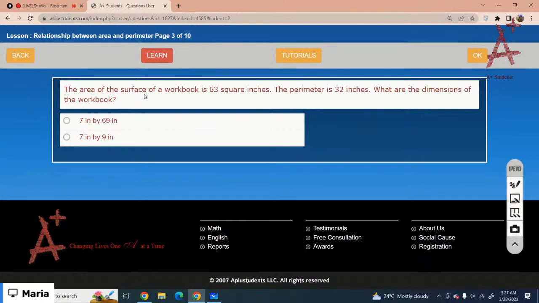Okay, which is the correct option? Which option has the area 63 and perimeter 32?